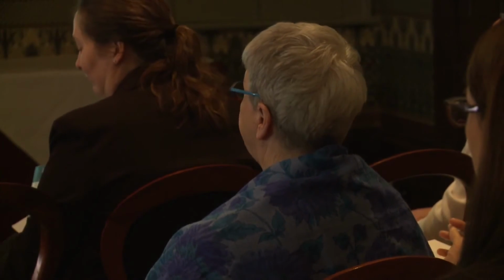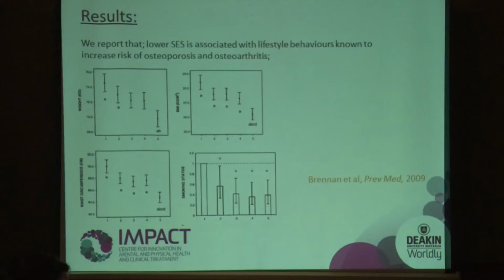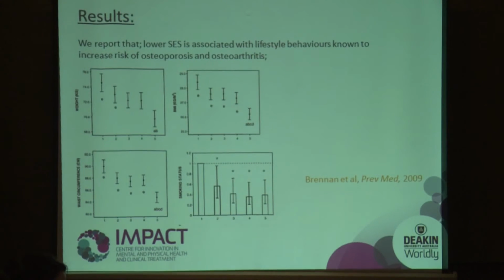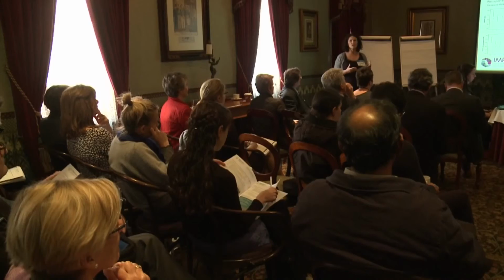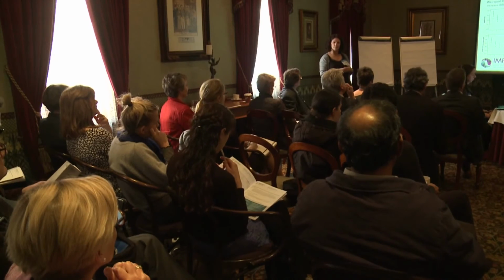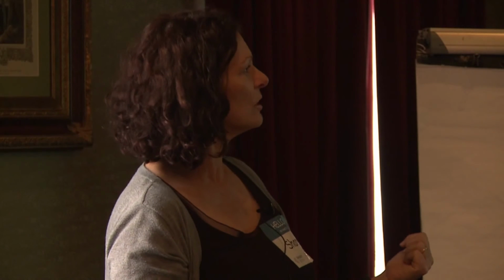By linking the GOS EPI cohort with the ABS CIFA data, we found that lower SES is associated with lifestyles known to increase the risk of musculoskeletal disorders. It's not too surprising. We've got weight higher in the most disadvantaged, waist circumference, smoking status, etc. But that gives us an idea that the risk factors for disease are actually higher if you're disadvantaged compared to not. Next slide.